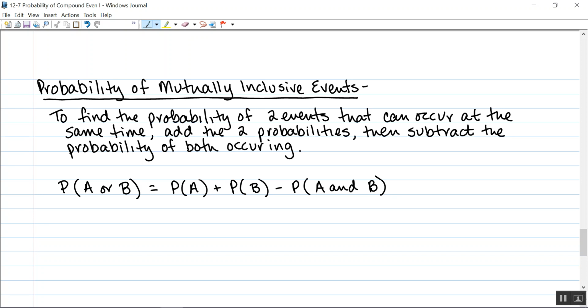And the last situation we're going to take a look at is the probability of mutually inclusive events. So to find the probability of 2 events that can occur at the same time, we're going to add the 2 probabilities, then subtract the probability of both occurring at the same time. So the probability of A or B occurring is going to be the probability of A plus the probability of B minus the probability of A and B. And let's take a look at some examples.